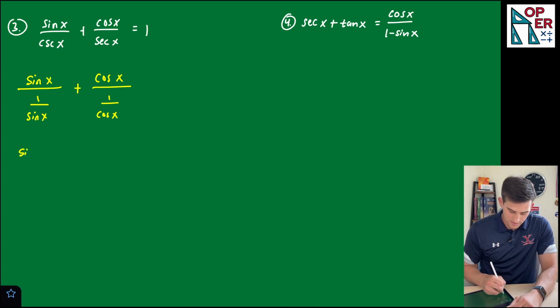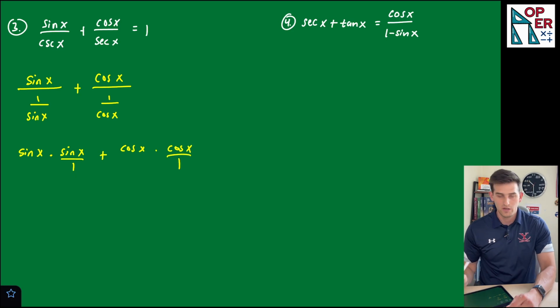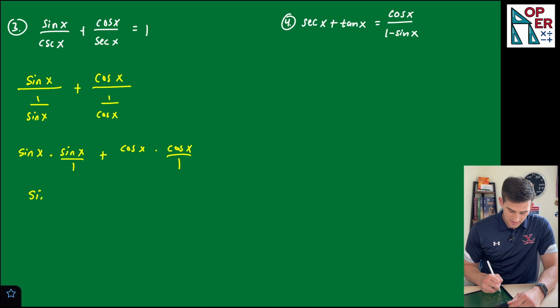So this would be sine of x times sine of x over 1 plus cosine of x times cosine of x over 1, right? We're just basically using KFC, or keep, flip, change, to keep our first fraction, or sine of x, and then change division to multiplication and take the reciprocal of 1 over sine x and 1 over cosine of x. So now we're going to get sine squared of x plus cosine squared x.